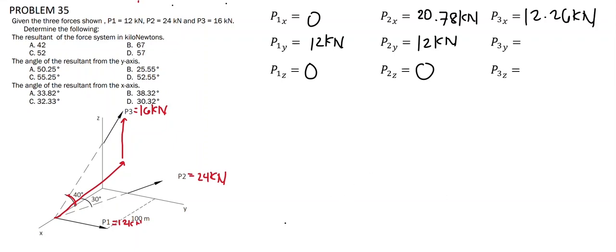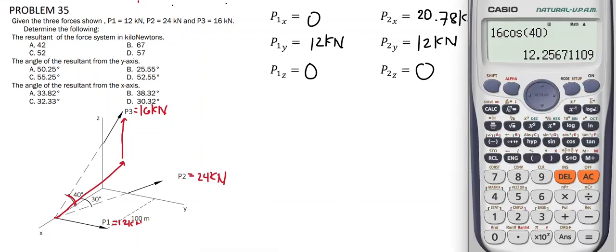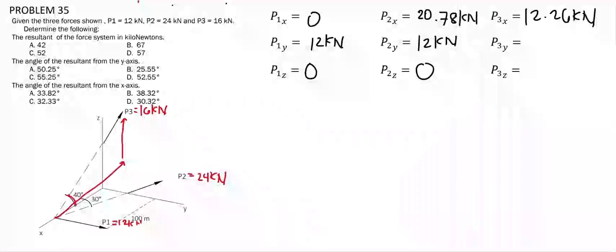And to solve for the vertical component, that is the z-axis, we multiply it by the sine function. So we have the z component equal to 10.28 kilonewtons, with no y component.